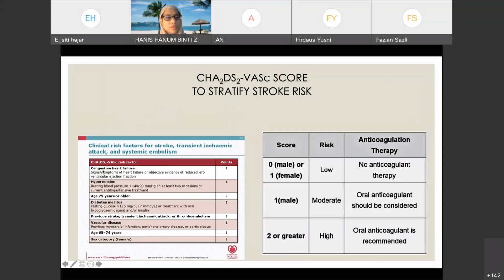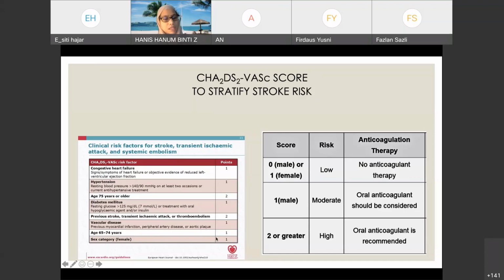C stands for congestive heart failure. If the patient has heart failure, give a score of 1. If they have hypertension, you give a score of 1. If their age is 75 years or older, you give a score of 2. Diabetes mellitus, 1. Previous stroke, a 2. Vascular disease such as your myocardial infarction, PAD, or aortic plaque, you give a 1. If the patient is between 65 to 74, give a 1.